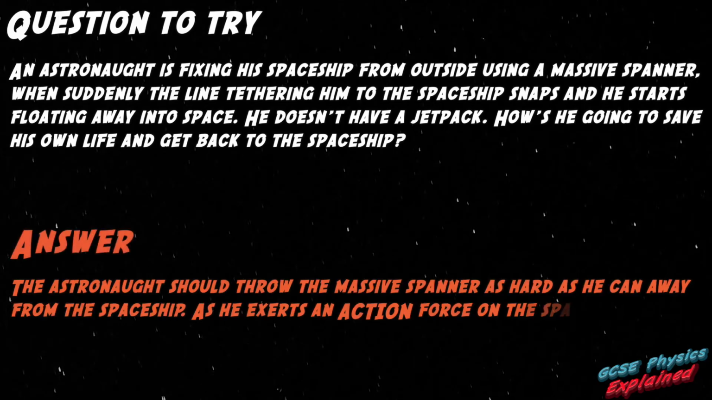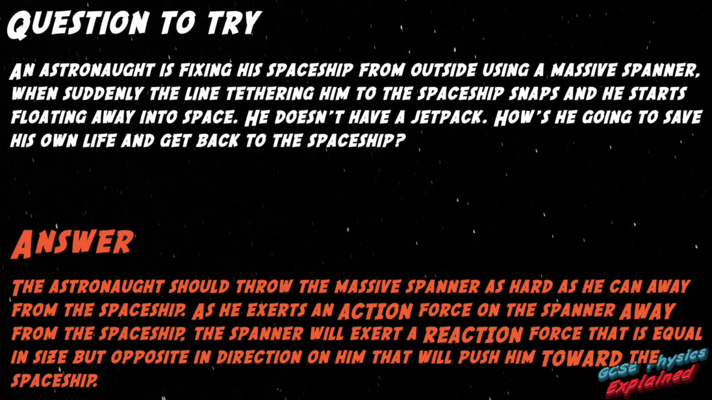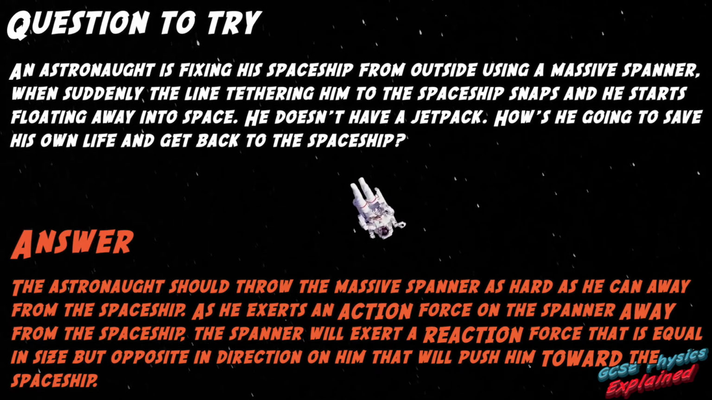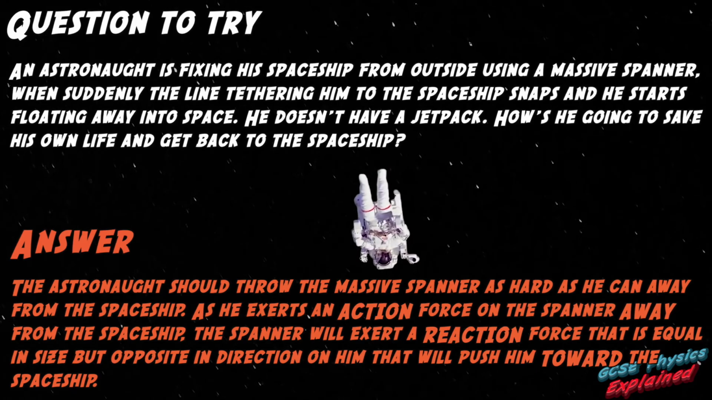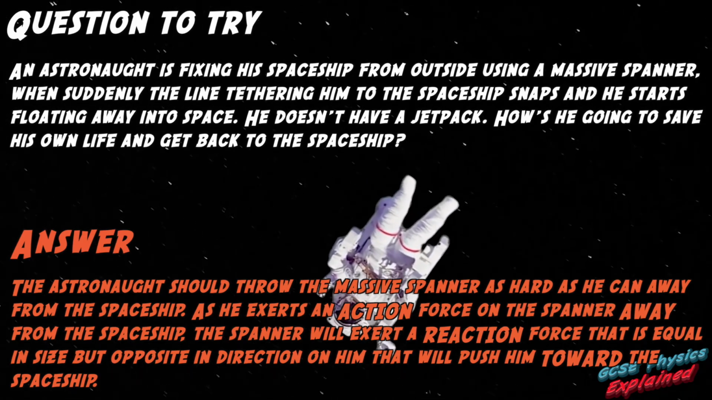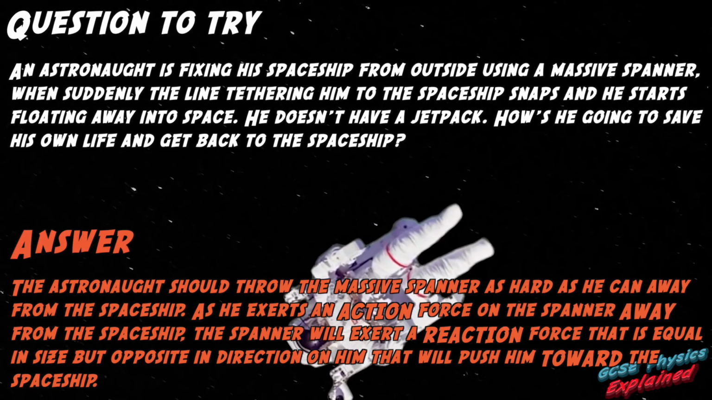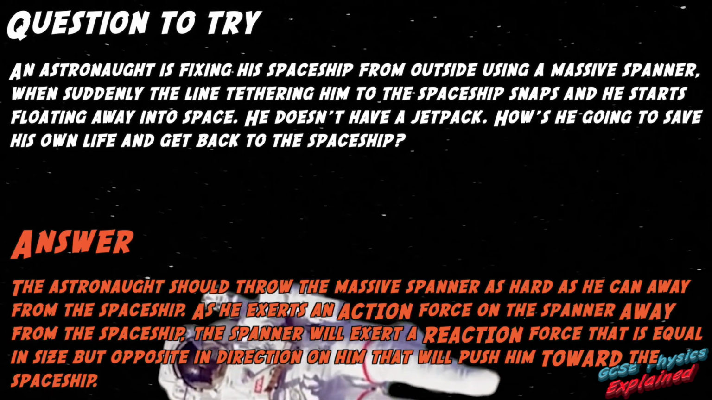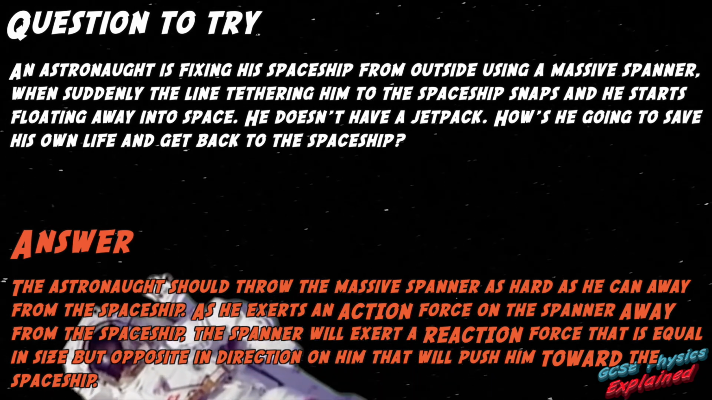Answer. The astronaut should throw the massive spanner as hard as he can away from the spaceship. As he exerts an action force on the spanner away from the spaceship, the spanner will exert a reaction force that is equal in size but opposite in direction on him. That will push him toward the spaceship.